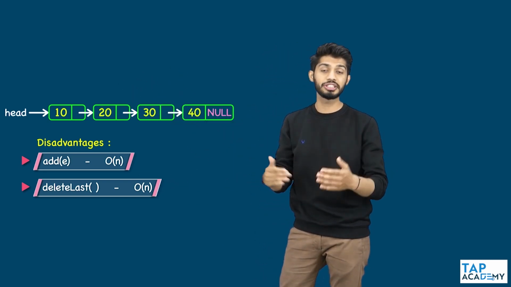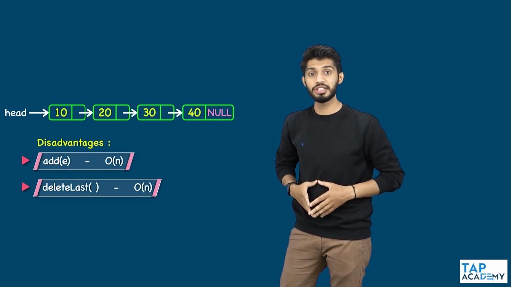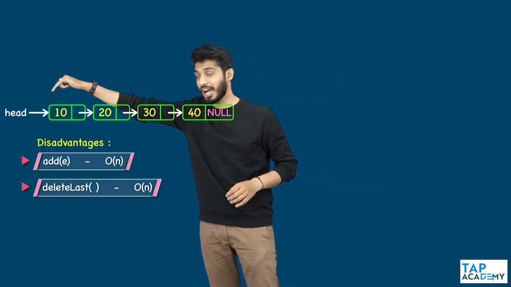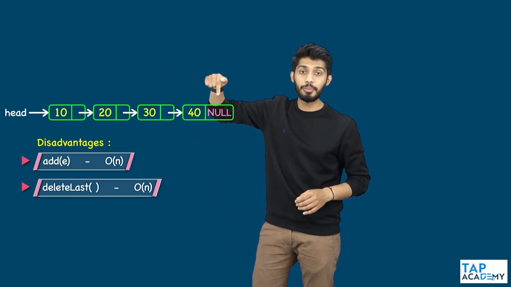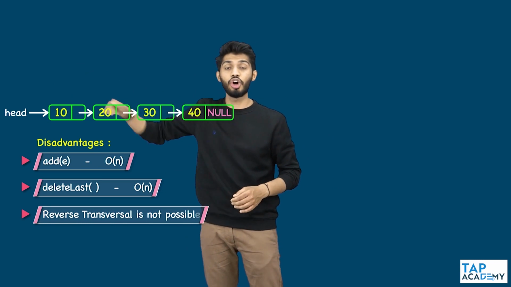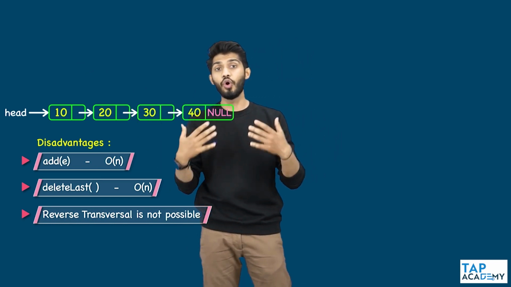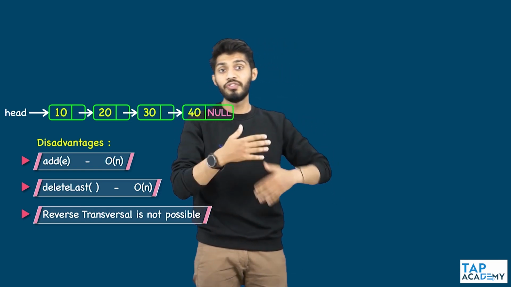Now apart from this, there is one more disadvantage, and that's one of the major disadvantages. We are capable of traversing from the starting of the single linked list till the end, but we are not capable of traversing from the end of the single linked list till the starting. So basically, reverse traversing is not available in a single linked list. Now the question is, how can we overcome all of these disadvantages? We can overcome them with a new data structure, and that's nothing but the doubly linked list.